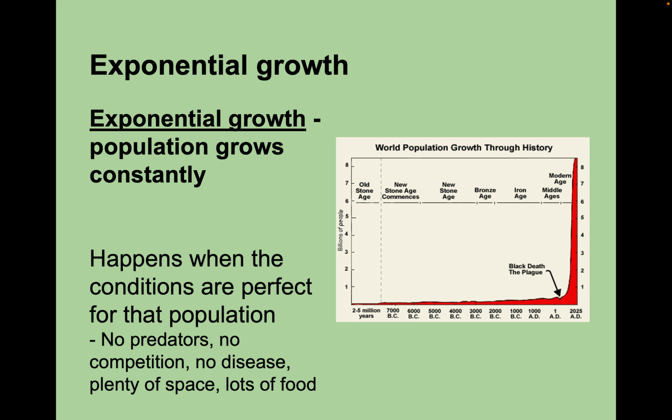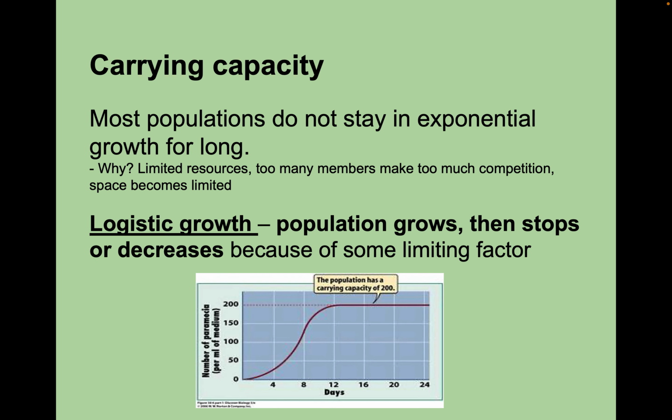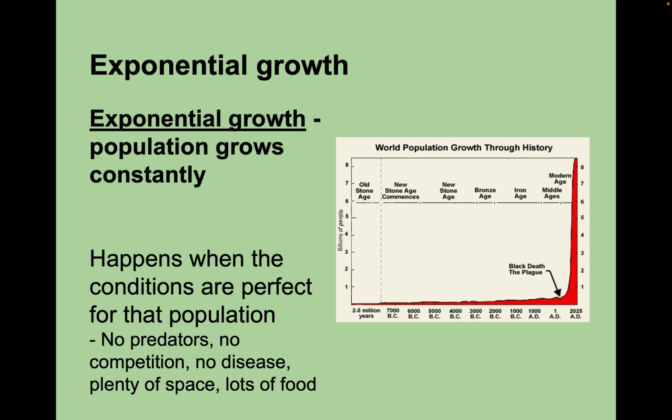When we graph that population over time, it can do one of two things. It can look like this, or it can look like that. Exponential growth means that the population is growing constantly. It's like in math class, if you were to graph an exponent, that's what it would look like. It looks kind of like the letter J. It is going up and up and up and never stopping.